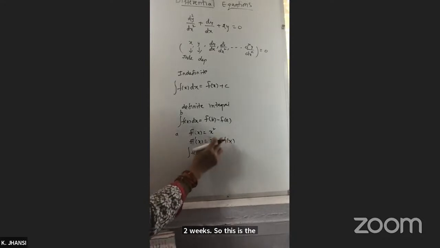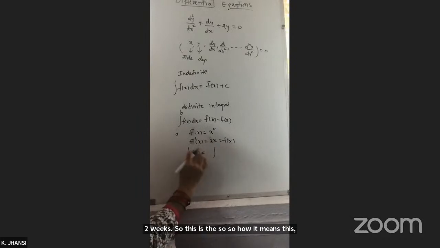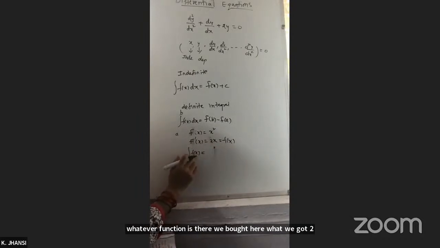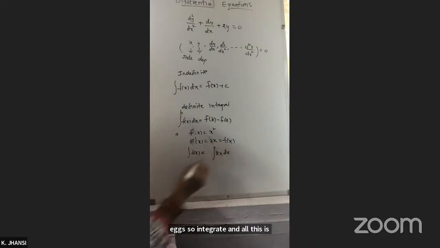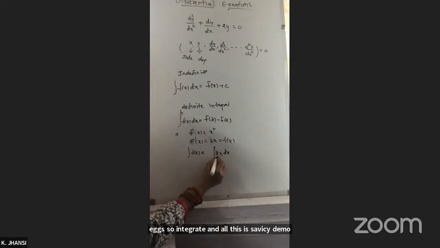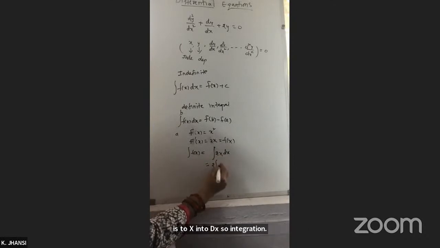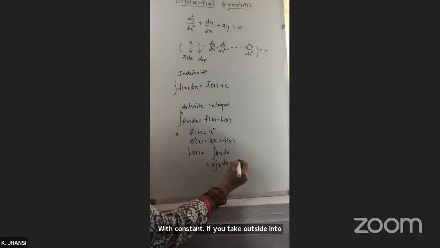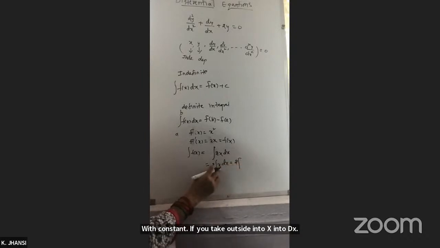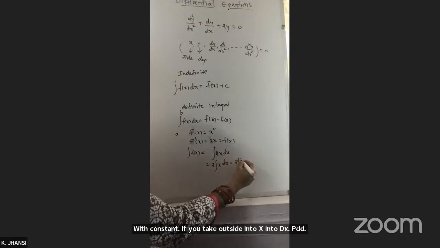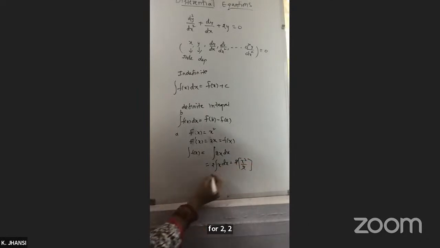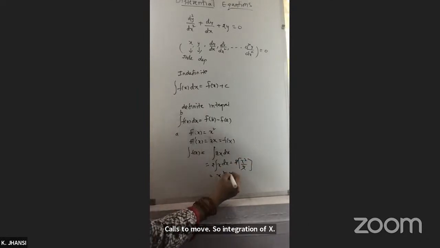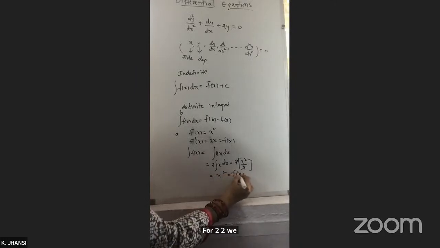Whatever function we got here, 2x, the integration of f of x is the integral of 2x into dx. The constant 2 you take outside, into x dx. The integration of x is x square by 2, so the 2 will get cancelled. So what answer we got is x square. What is this x square? This is capital F of x.